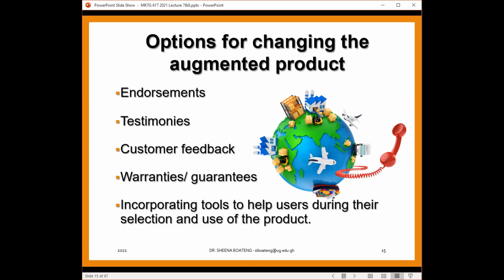Some of these endorsements are free. Others are also paid for. However, when they are paid for, we as marketers have a duty for ethical reasons to disclose this information so that the customers can know how to deal with the information they are getting from these endorsers and how to take it based on where it's coming from.